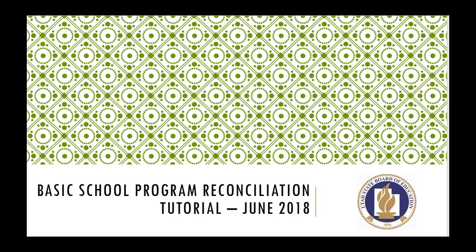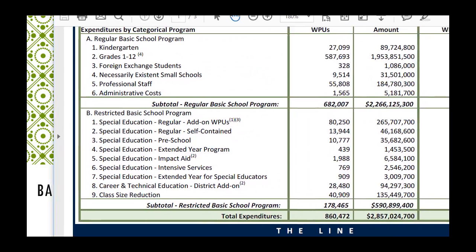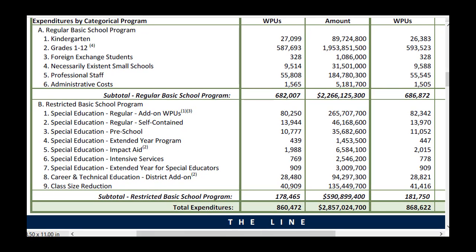You might be wondering what makes up the basic school program. So as I bring in the sheet that is put together by the legislature each year, we can see that the regular basic school program and the restricted basic school program, all of these programs 1 through 6 here and 1 through 9 here, which are commonly called the programs above the line, make up the basic school program. We've got kindergarten, grades 1 through 12. Foreign exchange students funding is excluded by statute. We have necessarily existent small schools included, professional staff, administrative costs.